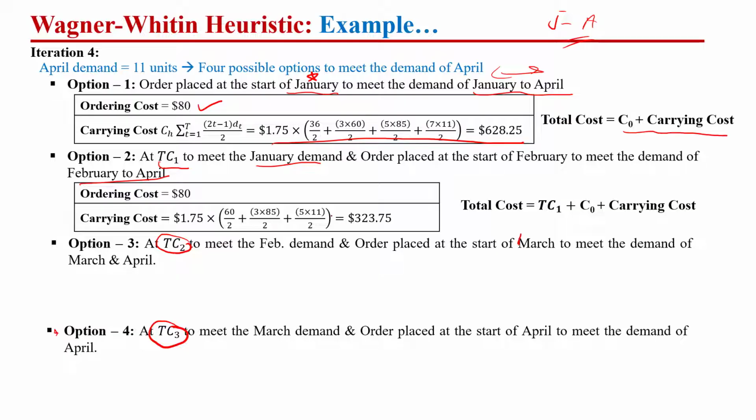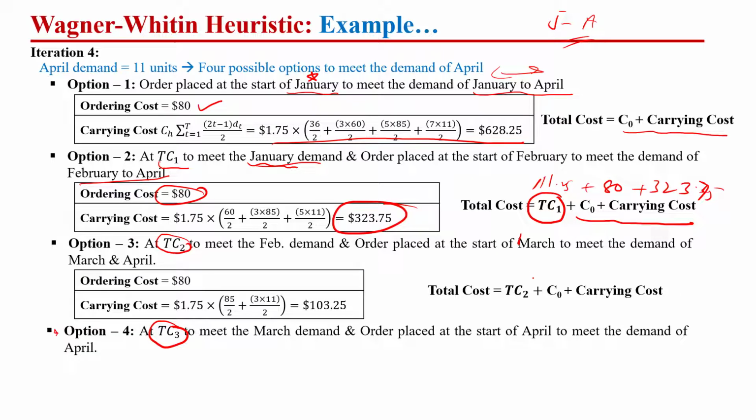Against option number 2, that is basically January's, which means iteration one's optimum total cost, plus ordering cost and carrying cost. So that is 80 plus this one, right? This was 111 point something, which is 25, I believe. This is 80. This is 323.25, 0.75, right?